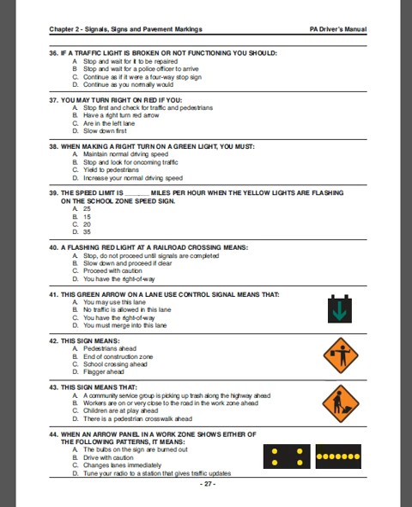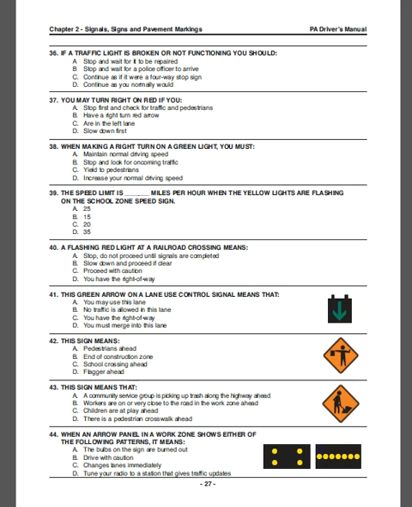38. When making a right turn on a green light, you must A. Maintain normal driving speed. B. Stop and look for oncoming traffic. C. Yield to pedestrians. D. Increase your normal driving speed. The answer is letter C. You must always yield to pedestrians, even if you have the right of way.